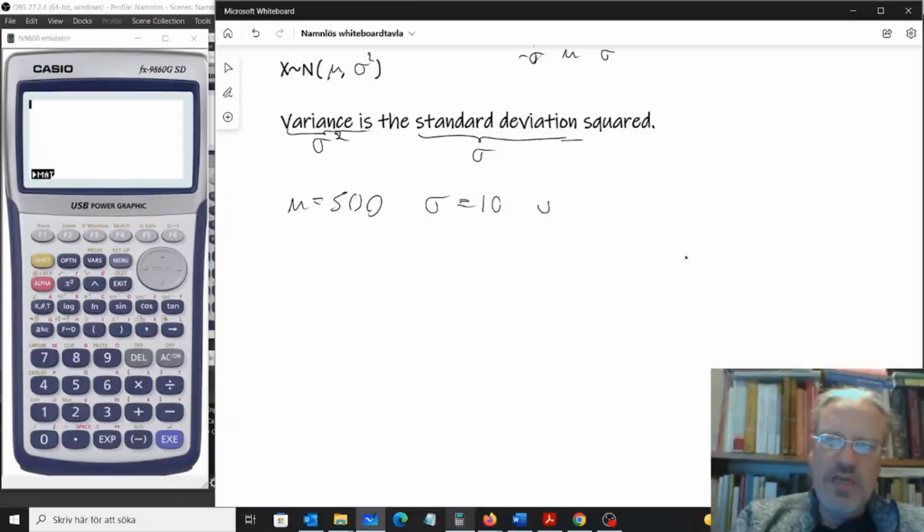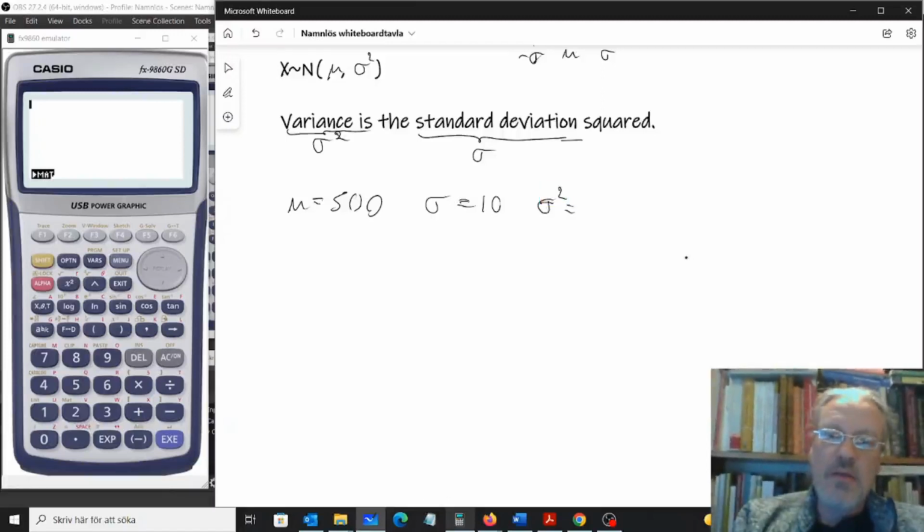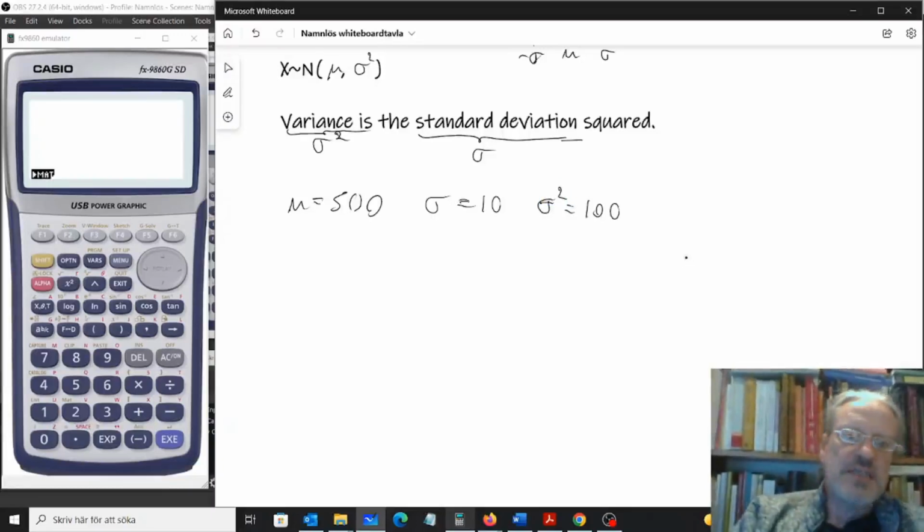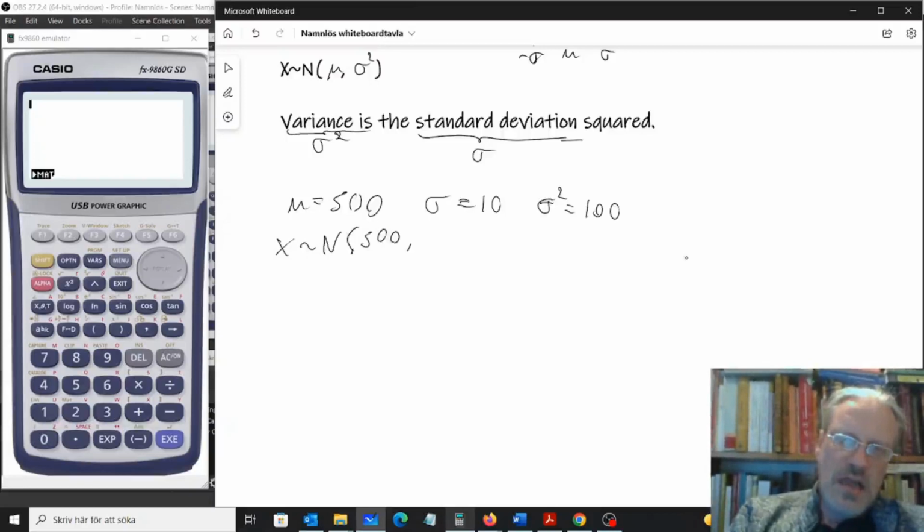That will also mean that the variance would be 10 squared or 100. So we would specify that x, say x is the random variable corresponding to the mass of the bread, is normally distributed with an average of 500 and a variance of 100.